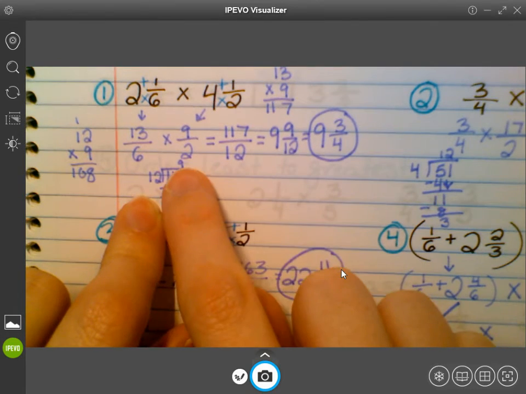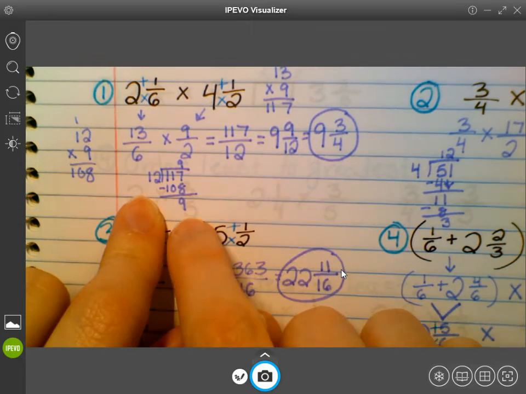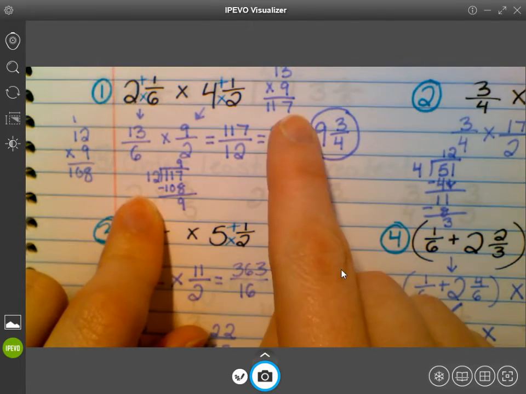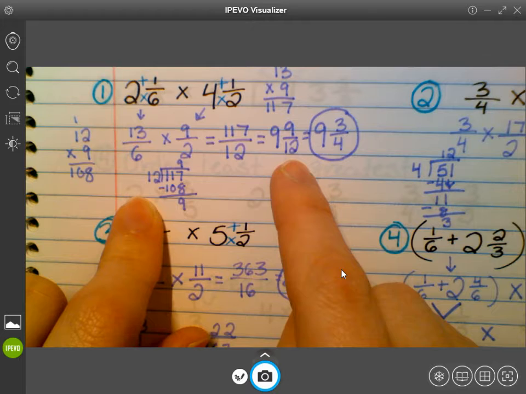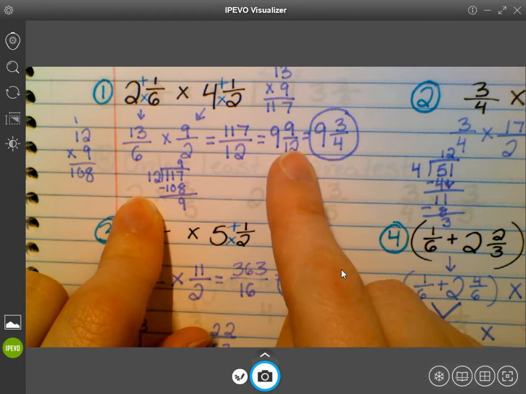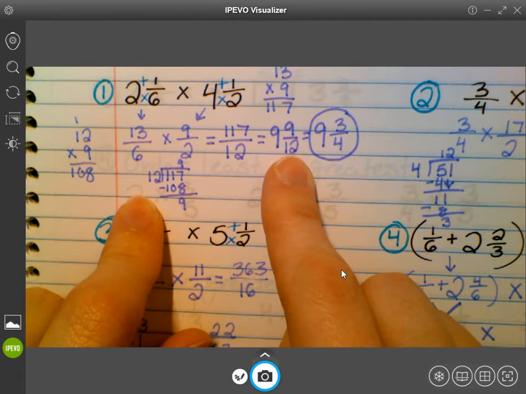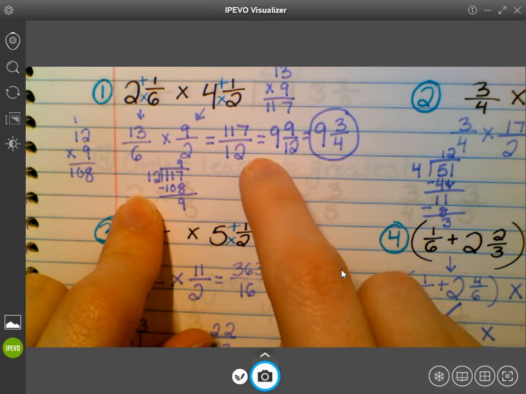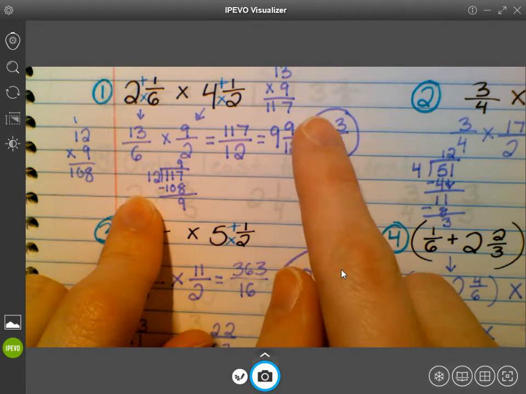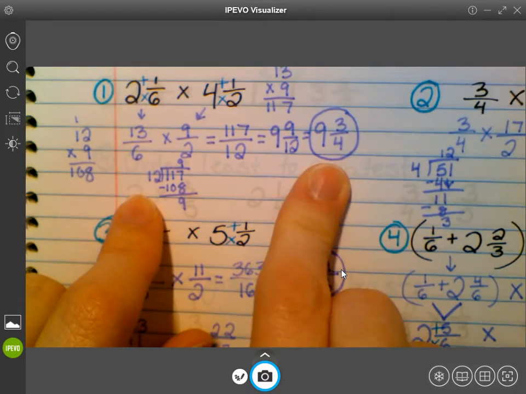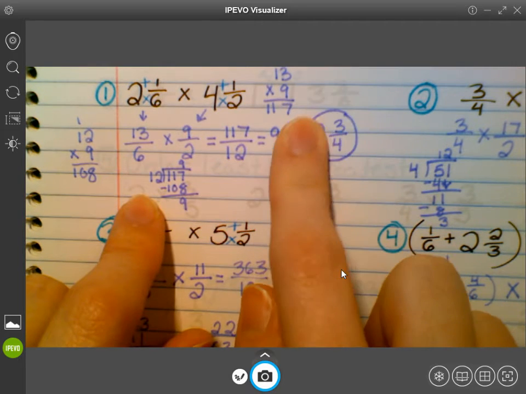So remember, the number on top becomes our whole number, 9. The number left over becomes our numerator, 9, and then we keep 12 as our denominator. Well, 9/12, I can divide both 9 and 12 by 3. So I can simplify it one more time. So 9 and 3/4 is my final answer here for number 1.